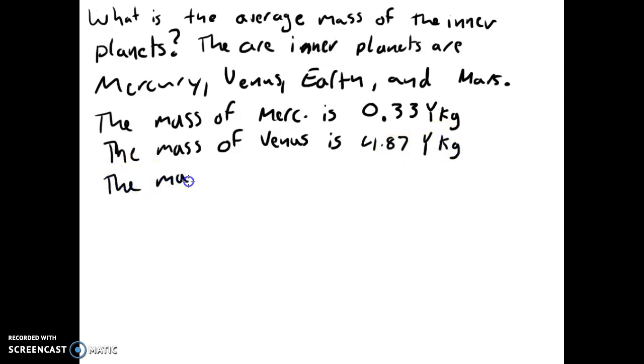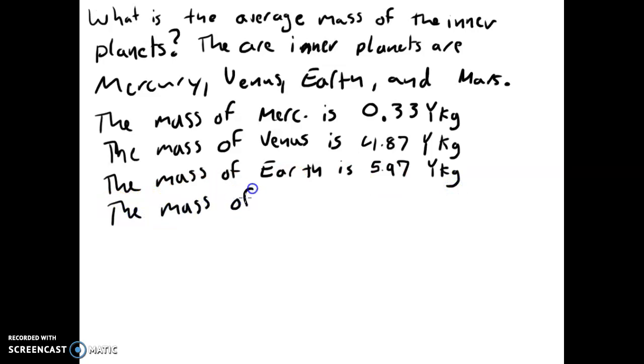The mass of Earth is 5.97 yotta kilograms. And the mass of Mars is 0.64 yotta kilograms. Now, in case you're wondering, what is a yotta kilogram?